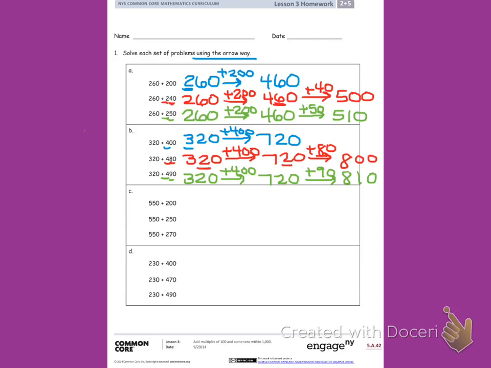Okay, the last 2 groups are for you to do. Remember, use the arrow way.